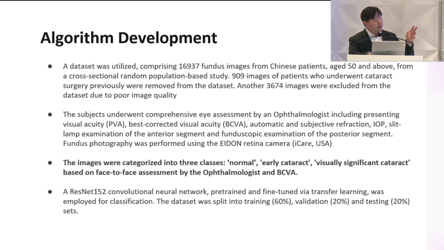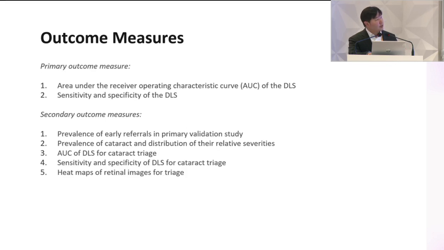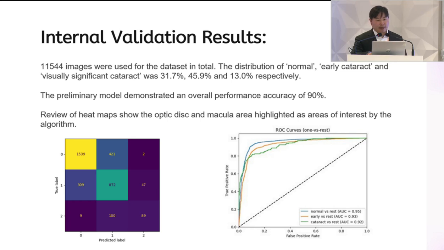The reason for this cutoff is that the listing criteria in the public sector in Hong Kong is visual acuity less than 20/40. We split the data into training, validation, and testing sets as well. This is the internal validation result. In the end, we used 11,544 images, split into normal, early, and visually significant cataracts.